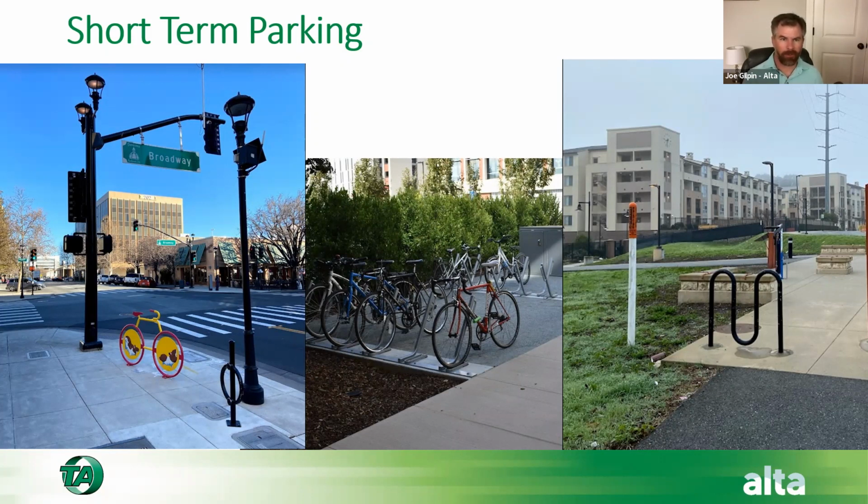It could be banks of parking like the center image here that's oriented towards a single land use. It could be sprinkled throughout an area where you might have bicycle activity and a number of destinations. It could be architectural, it could be artistic, it could be built into the streetscape furnishings that are there. So there's a lot of different designs out there.